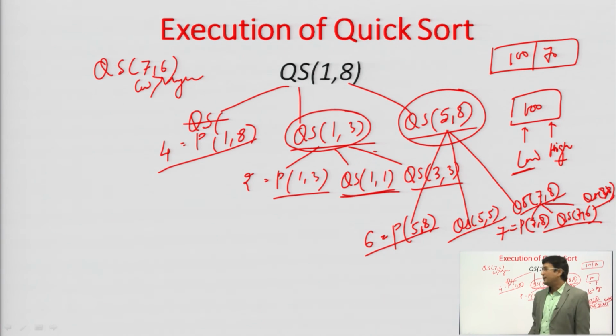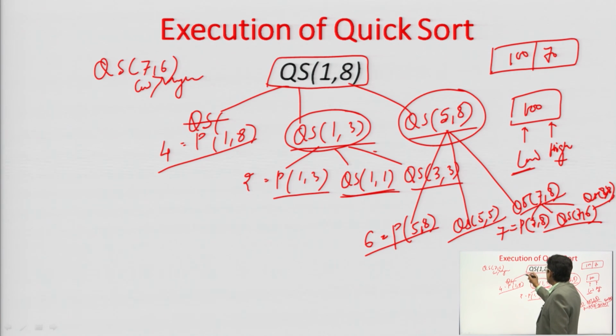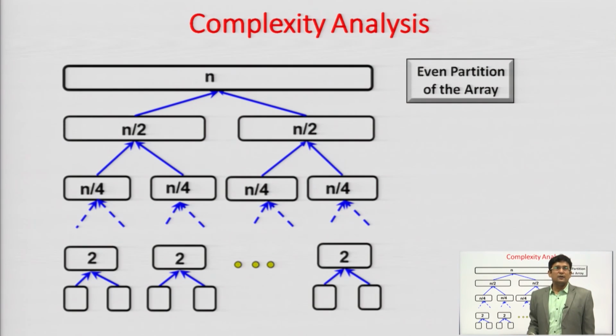low equal to high. Finally, we are done with quicksort 1 8, because all the subfunctions of quicksort 1 8 have got executed. Now, let us say the partition takes place like this.